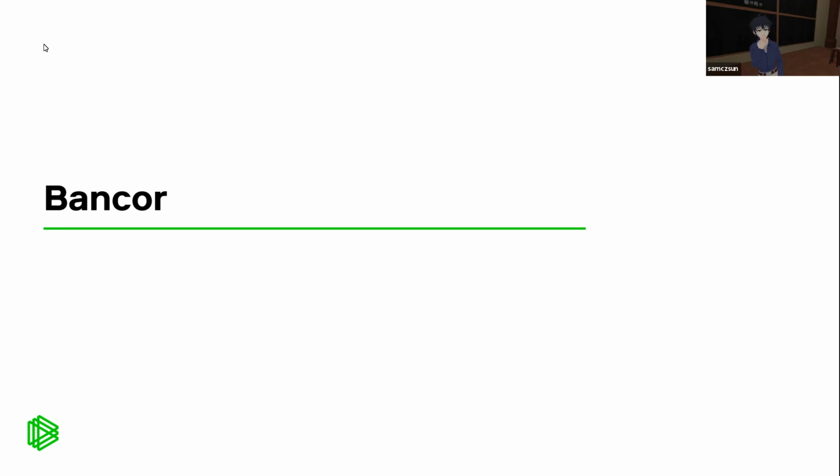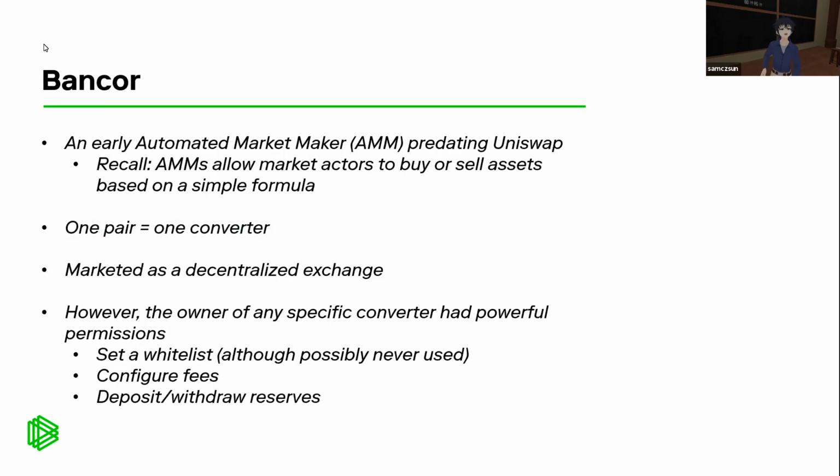Cool. So moving on to Bancor. Bancor is an early automated market maker that predates Uniswap. And it follows some of the same principles, which means that for every pair, there's one converter. However, while Uniswap is marketed as decentralized and is decentralized, Bancor is marketed as decentralized, but wasn't quite actually decentralized. For example, the owner of every converter had some very powerful permissions, like being able to set a whitelist for who could perform a swap, being able to configure fees, and most importantly, managing the reserves of the converter itself.